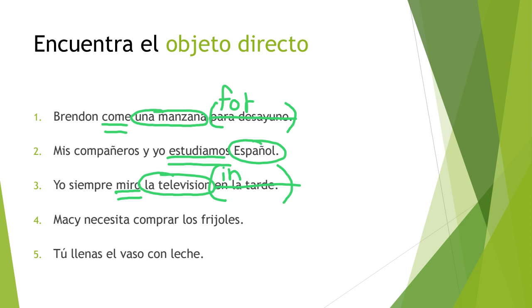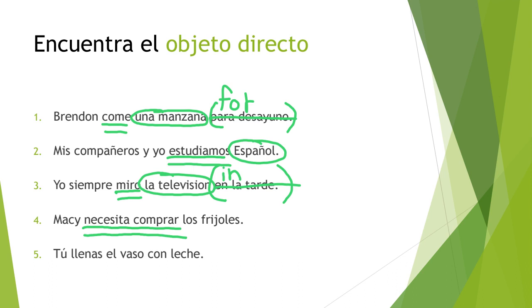All right. Number 4, Macy necesita comprar los frijoles. So Macy needs to buy beans. Our verb, actually we've got 2 verbs here that are working together in the sentence. Notice how we conjugate the first verb necesita to match Macy.